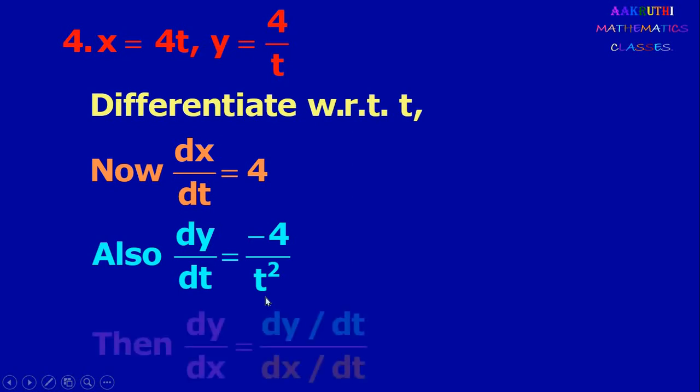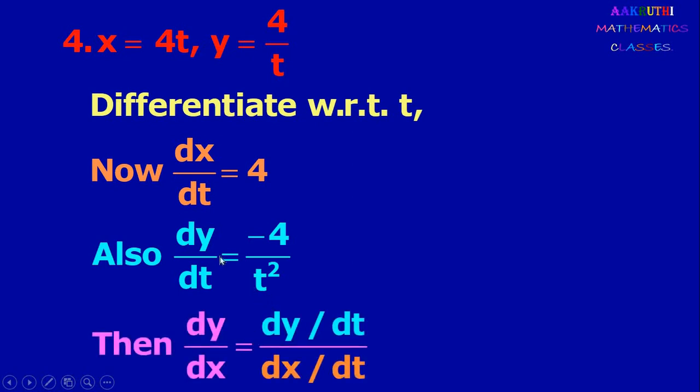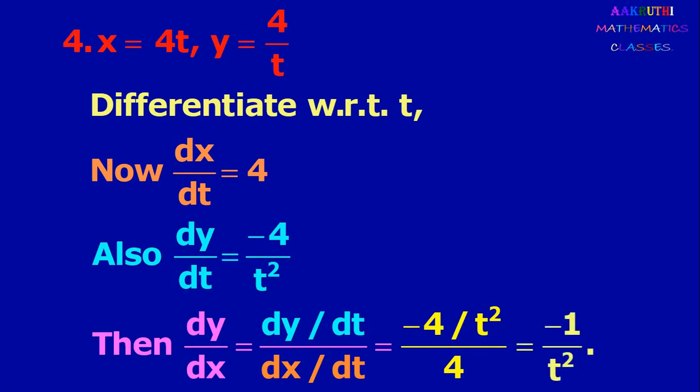So now the question is to find dy by dx. Dy by dx is dy by dt divided by dx by dt. So it is minus 4 by t square divided by 4. Now here 4 gets cancelled. So remaining is minus 1 by t square. So therefore dy by dx is minus 1 by t square.